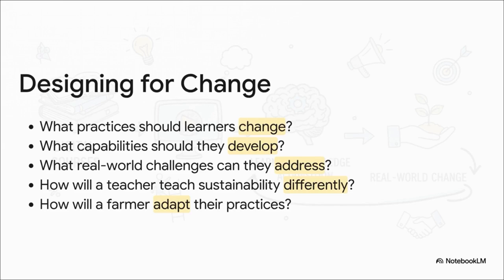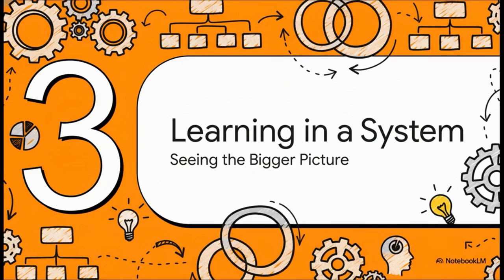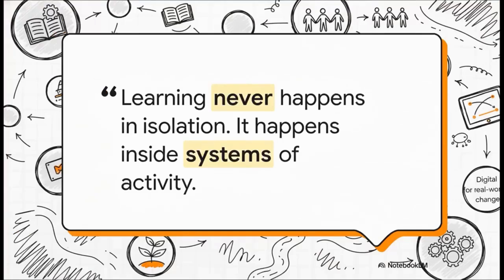It forces us to get crystal clear on the end goal first, and only then do we work backwards to figure out what kind of learning will get people there. So designing backwards means we start asking these kinds of really practical questions on the ground. We're not just thinking about knowledge anymore. We're thinking about application. Will a teacher actually change how they run their classroom? Will a farmer really adapt their practices? When we start with these questions, the course stops being just a training module and becomes a key piece of a much larger change initiative.